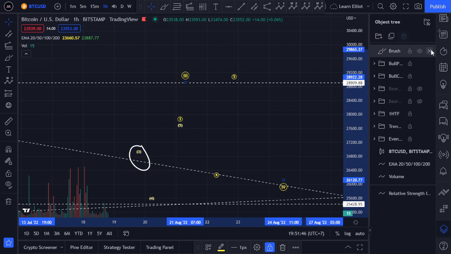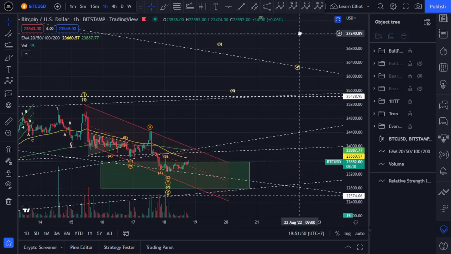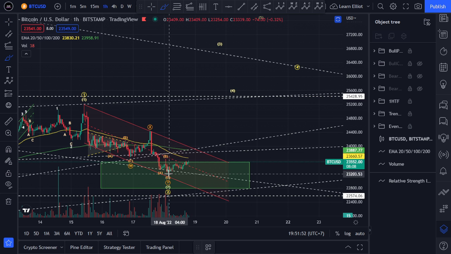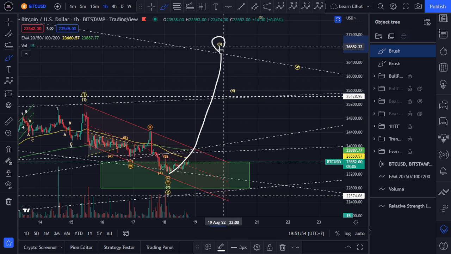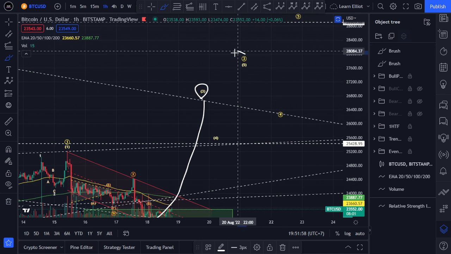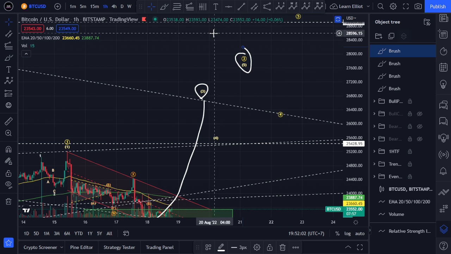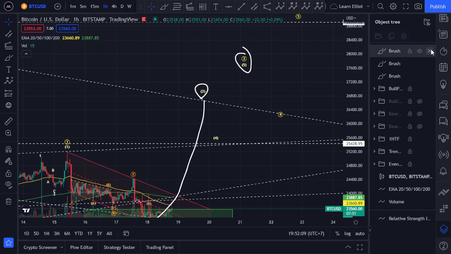So we still have many waves to play. First, we are still missing this third wave of this micro impulsive wave, and also this third wave of this micro impulsive wave. This is the sub micro and this is the micro, and we are still missing the third minute impulsive wave.